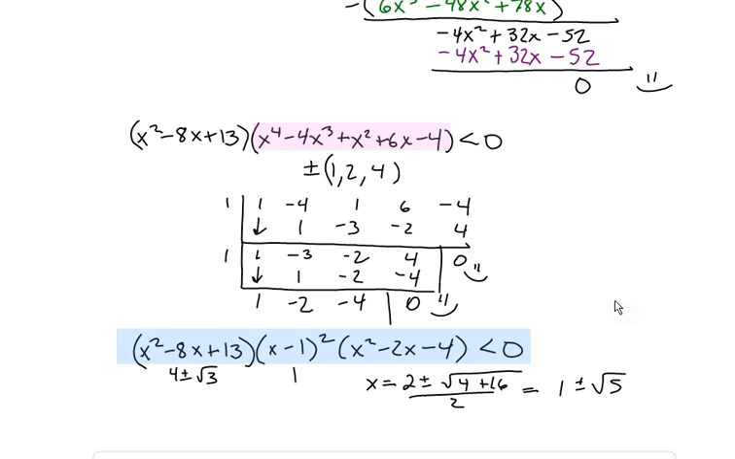We will identify the zeros of each of the factors. Over here it's 4 plus or minus radical 3, that's what we started with. The middle one, it's 1, what we found through synthetic division. And for the last one, we have to use the quadratic formula, and we get that x is equal to 1 plus or minus radical 5. Now, we put each of those zeros on a number line and analyze our inequality.